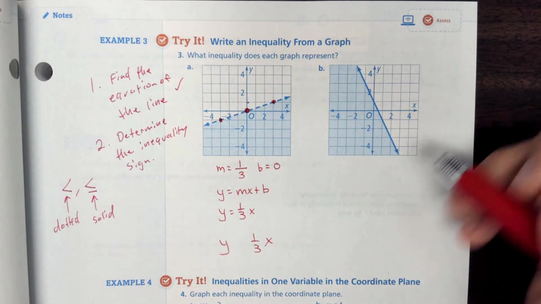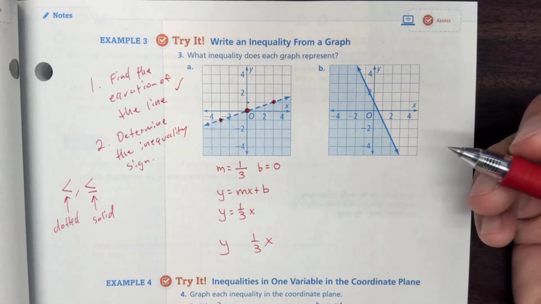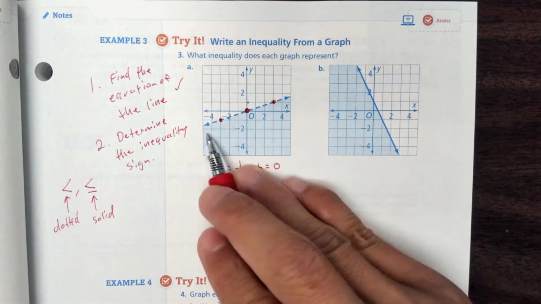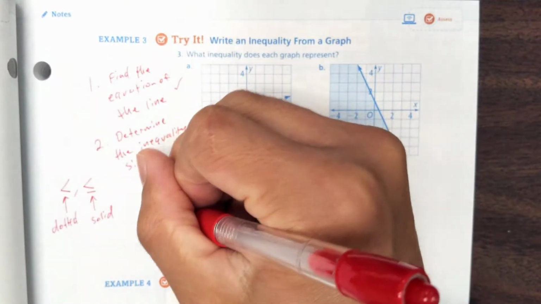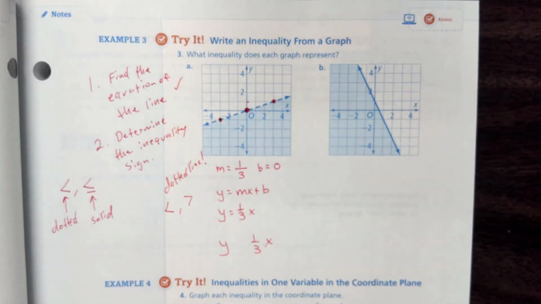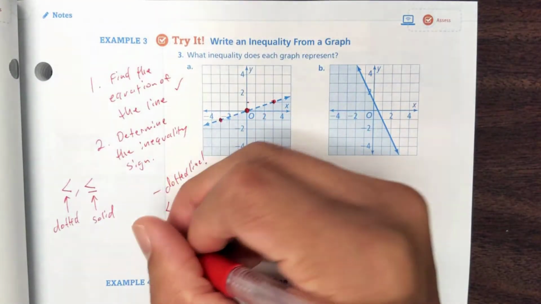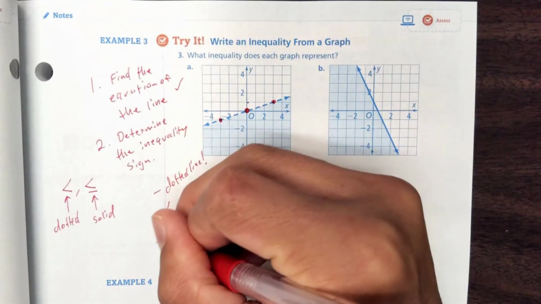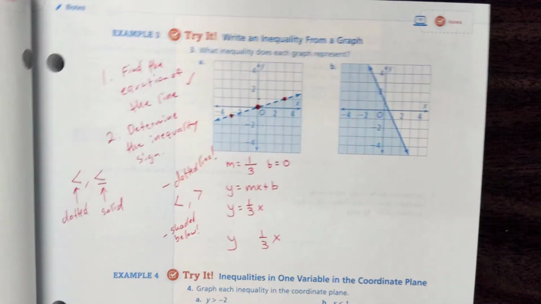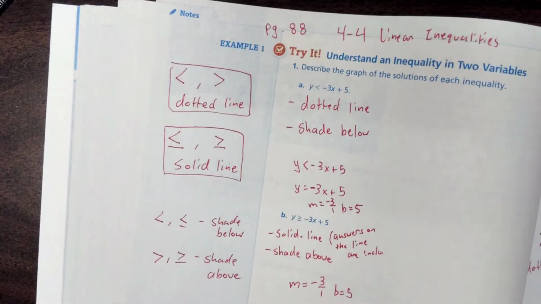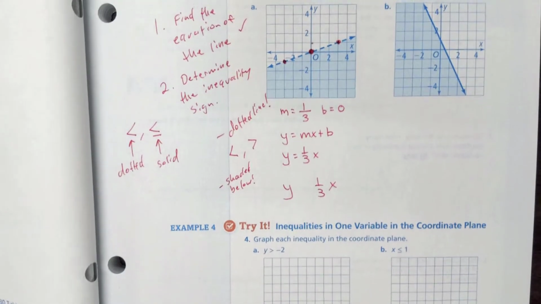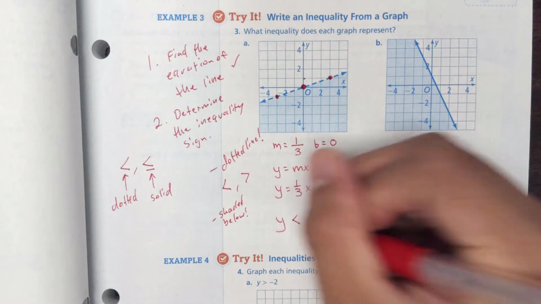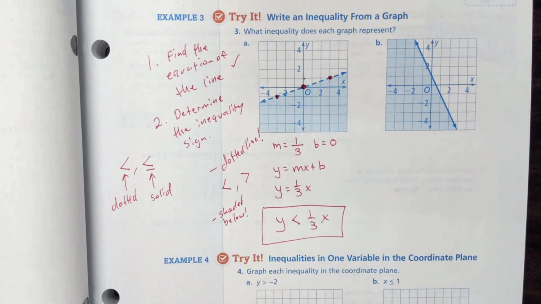Okay, how do I know whether it's less than or equal to, greater than or equal to? I'm not sure. Well, first, we got to determine that this is a dotted line. Okay, so in this question, it's a dotted line, which means I'm going to use a less than or greater than sign. Not only is it a dotted line, it's shaded below. So use the information that we just found in this one, right? If it's shaded below, we know that it's going to be a less than sign. Okay, so it's going to be y is less than 1/3 x, and there's your inequality sign right there.